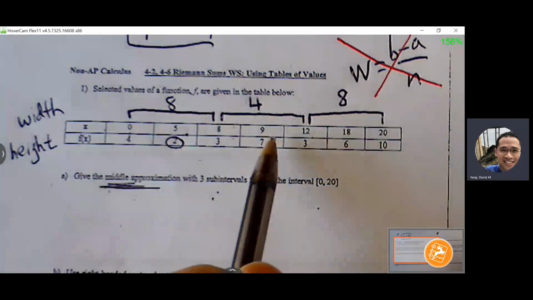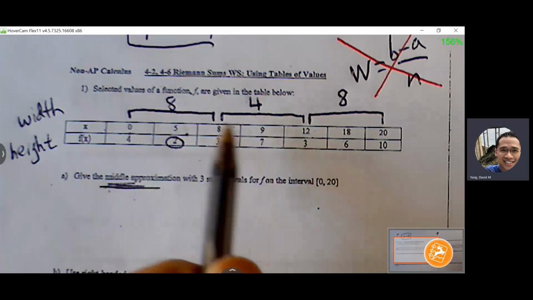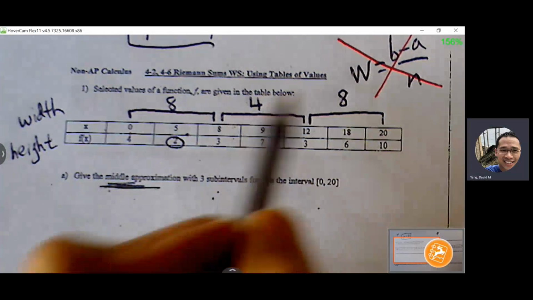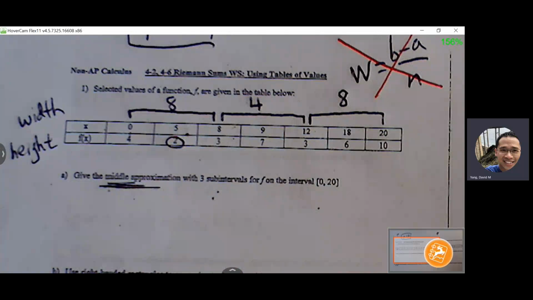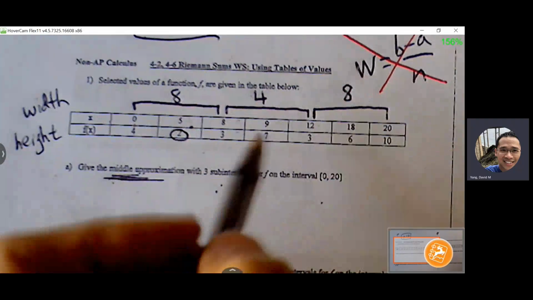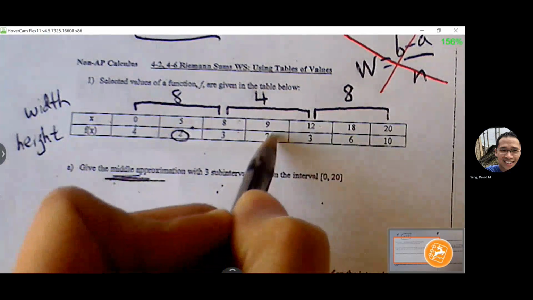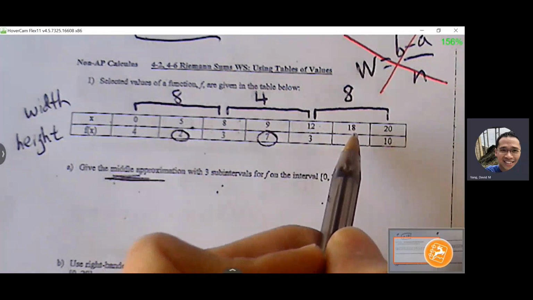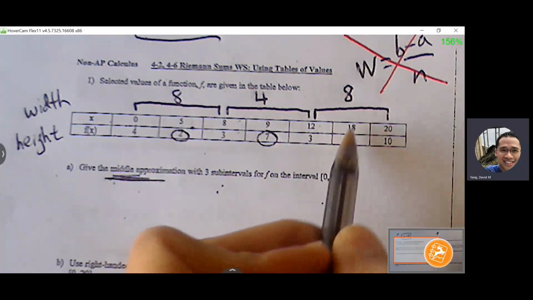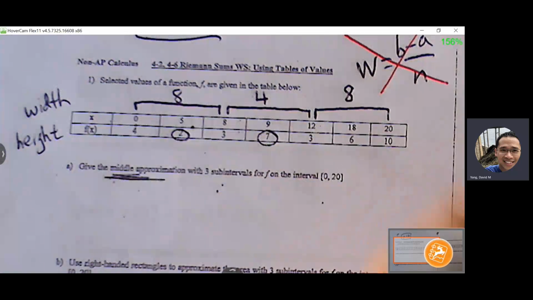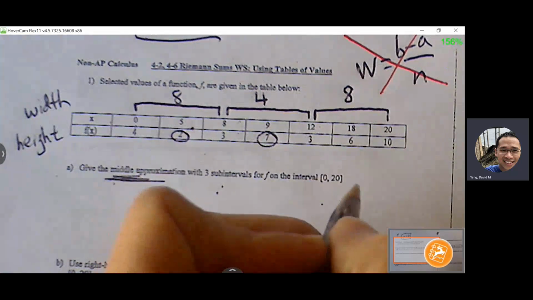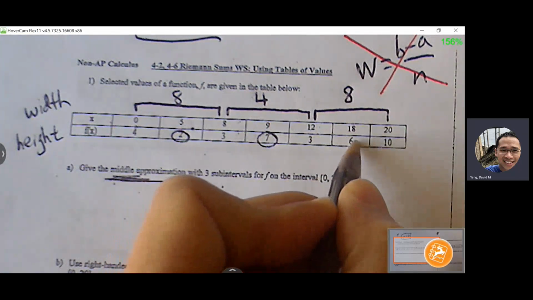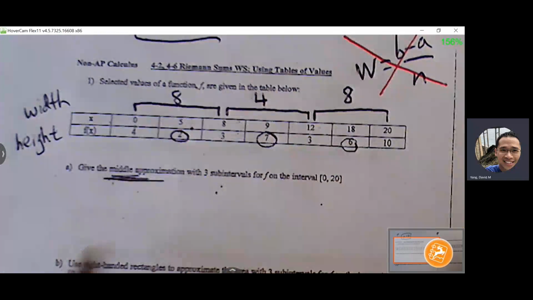Okay. 9 is not directly between 8 and 12, but we're only going to use the table. We're not going to introduce any new values. So the best that we can choose is a height of what? 7. Okay. 18 is not exactly between 12 and 20, but it's the best that we can use. We're only going to use what's in the table. So the height that's best used is what? 6.